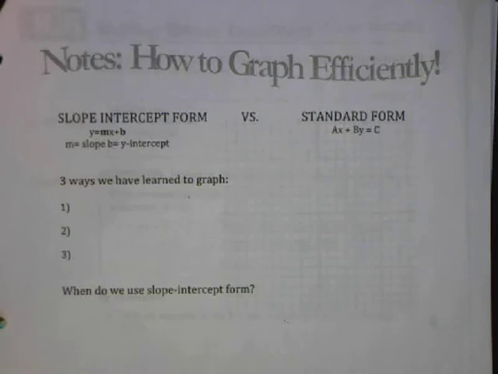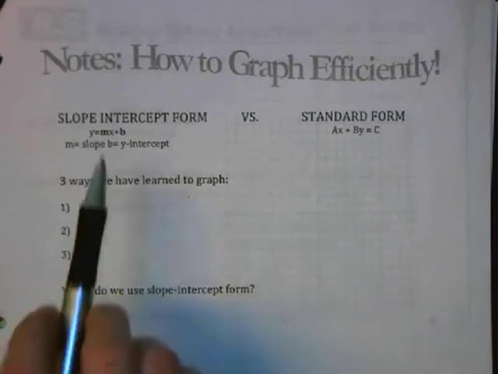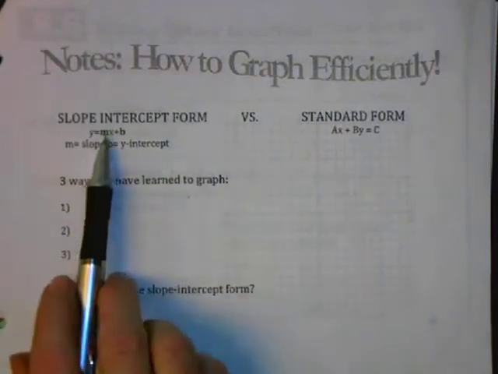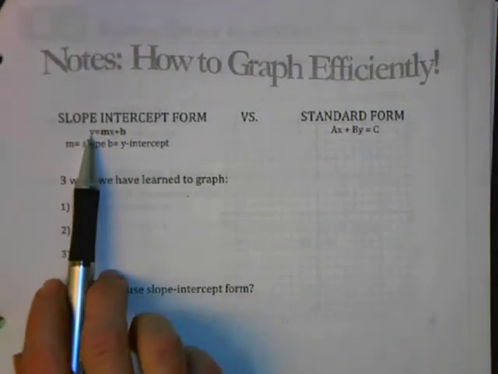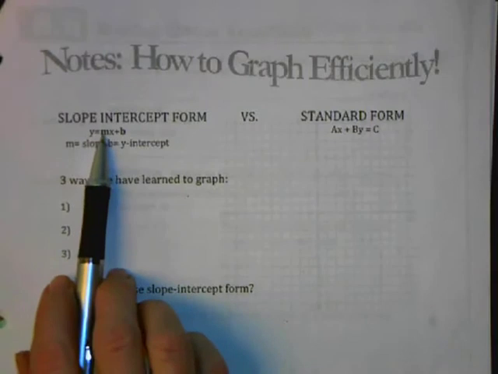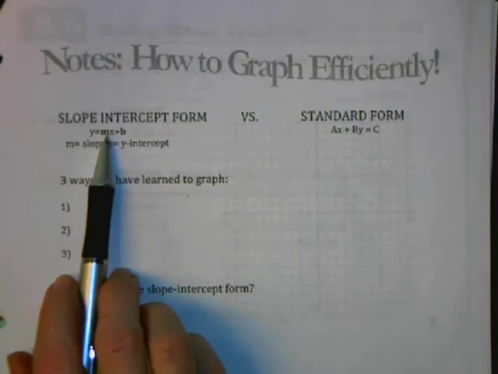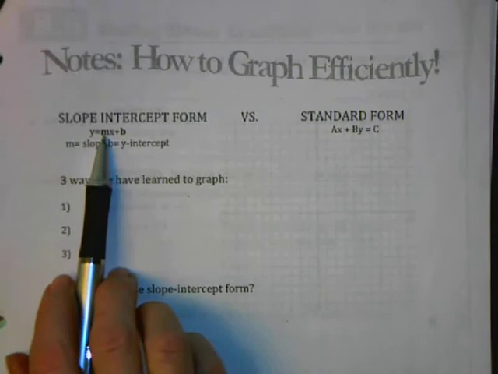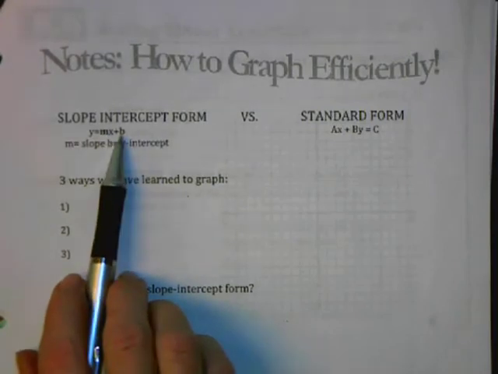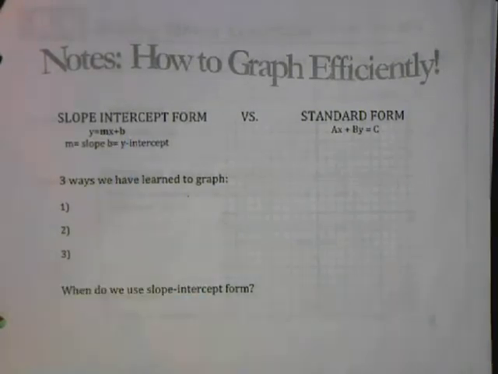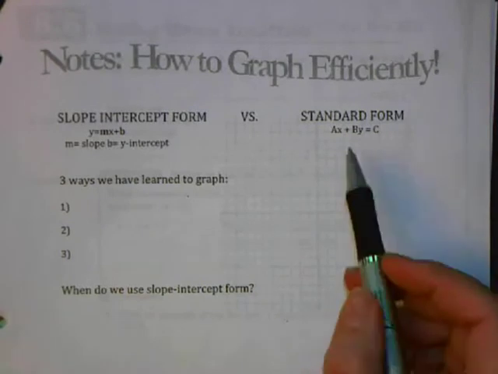So let's summarize what we learned on the previous page. First, a reminder about vocabulary. In slope-intercept form, we have y by itself on one side of an equation. M is the coefficient, that is the number in front of the x, and m tells us the slope of the line, that is the rise over the run. B is the y-intercept. That tells us where the line crosses the y-axis.